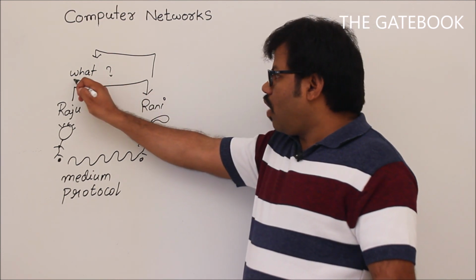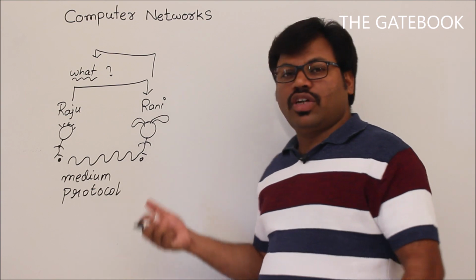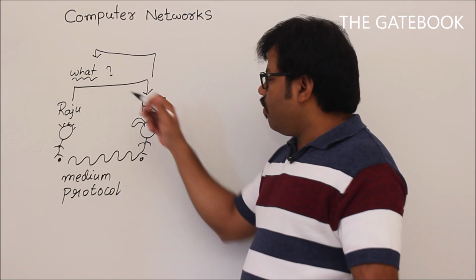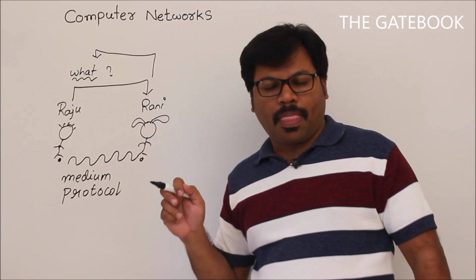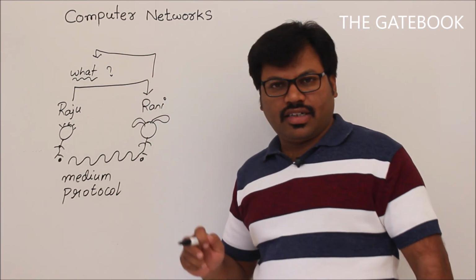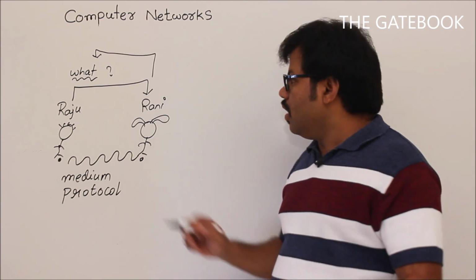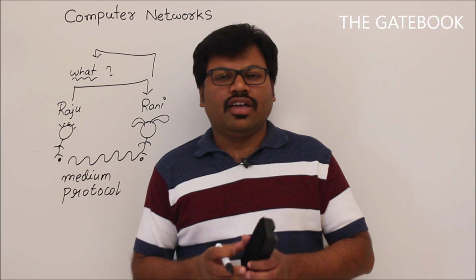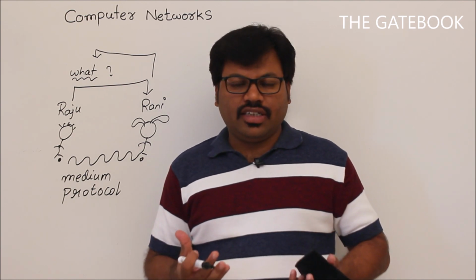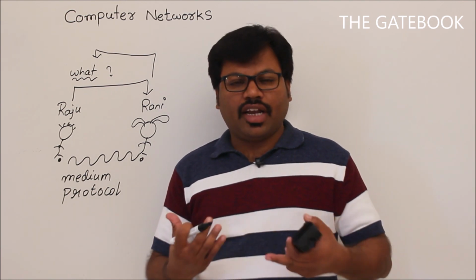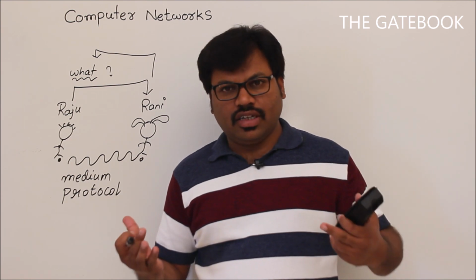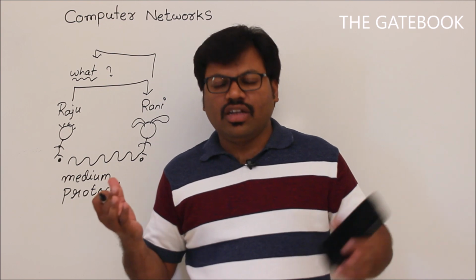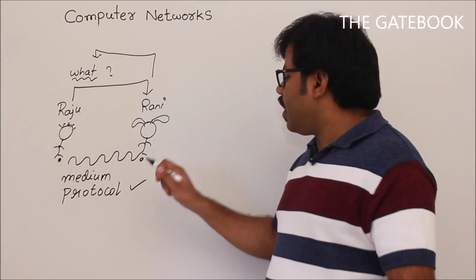Second thing, when Raju asks in English, Rani also should assume that this is in English. What if Rani only knows Hindi? Then she cannot understand, correct? So again, one more common rule is a common language, right? They should agree upon a common language. Example, let's say when I'm teaching you in English, you can understand because the common agreement is that we are talking in English. What if you assume that I'm talking in Hindi, then you don't understand anything, right? So that's why some common agreements are required.